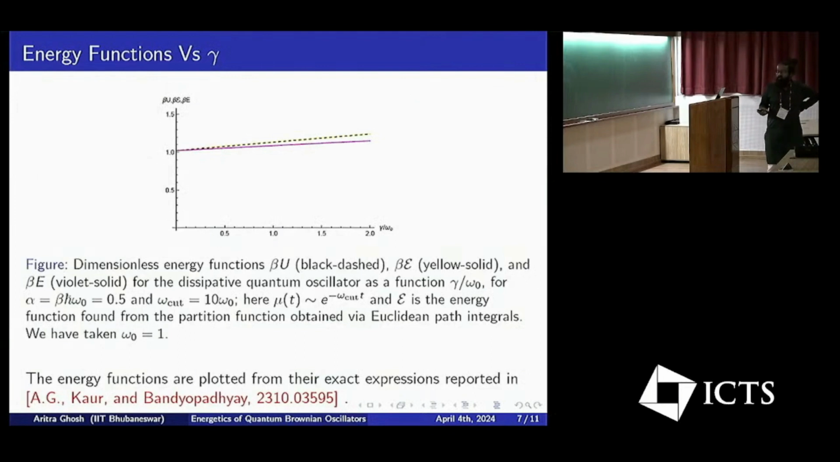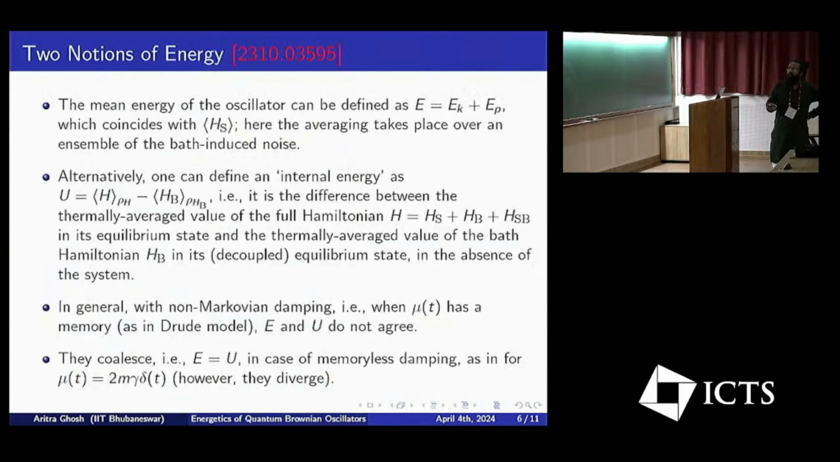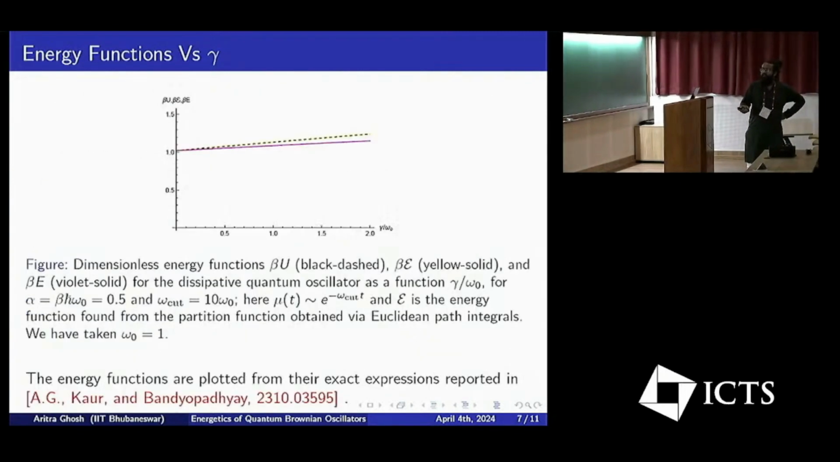So here we have plots. The violet one is the E, and the black dashed one is the U, and the yellow one is the energy that you get from the partition function, by evaluating the so-called influence functional and using Euclidean path integrals. It turns out that the U that was defined here agrees with the thermodynamic energy, not the violet one.